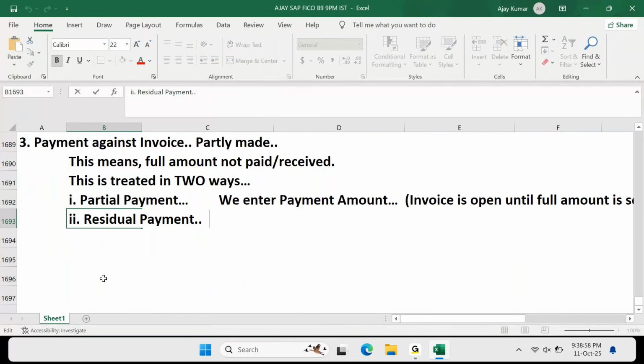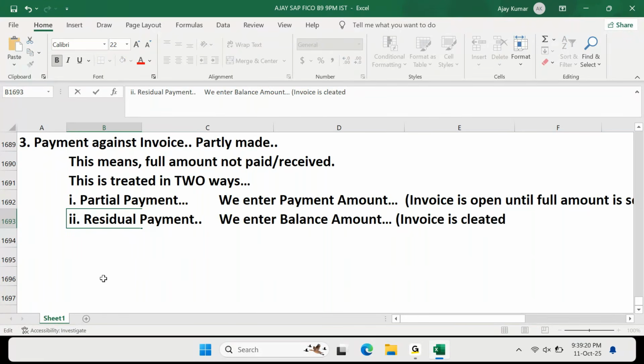In the residual payment, we enter what amount? Balance amount. Now, is there a difference between payment amount and balance amount? Okay, I'll put an example. Here, the invoice is cleared without settling the full amount. Understood?